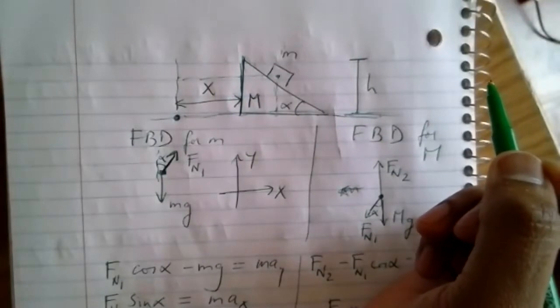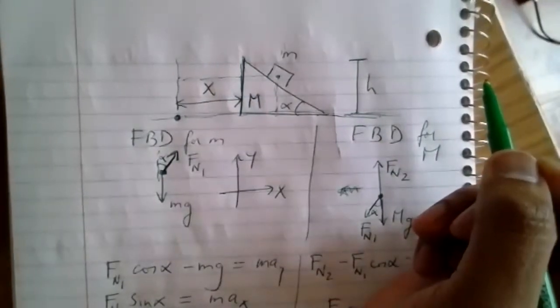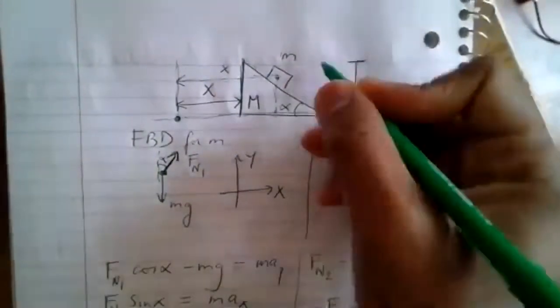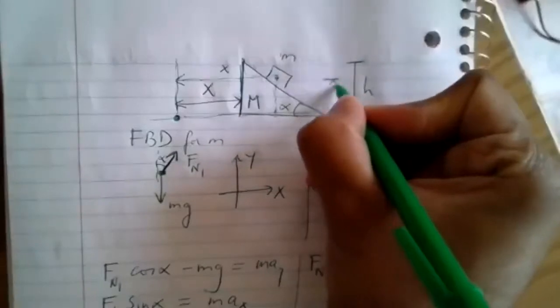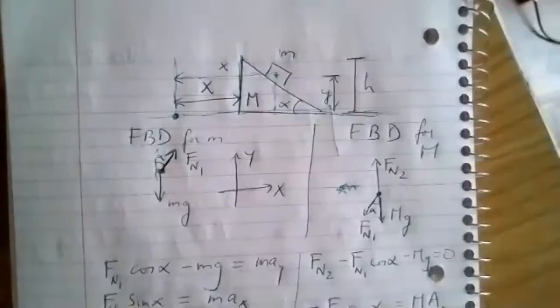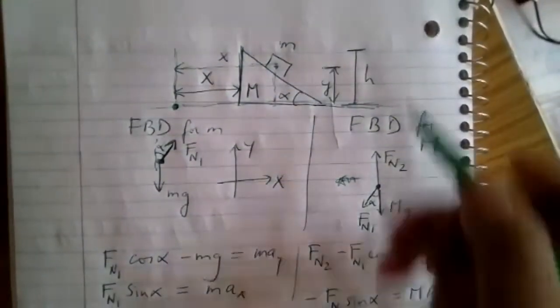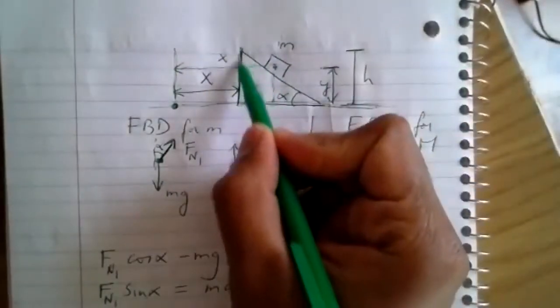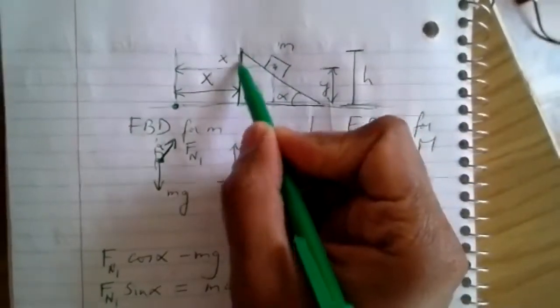Okay, so how do I want to set it up? Okay. So we'll call this distance here up to the block little x, and we'll call the distance above the ground little y. All right, so then this distance here is going to be h minus y.